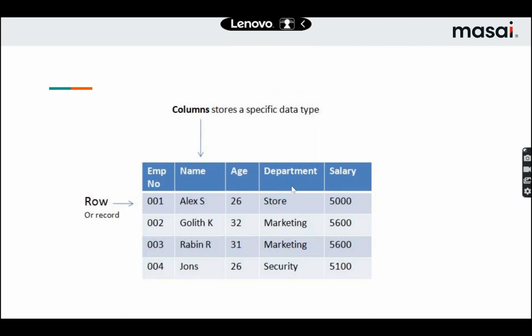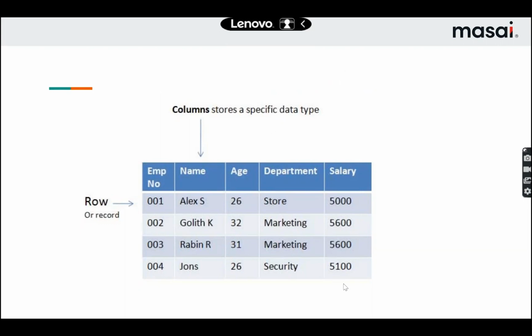If I'm talking about the department, like which department these people are working in, so store, marketing, security, a department is actually storing string. And if I'm talking about salary, salary is actually taking the integer.